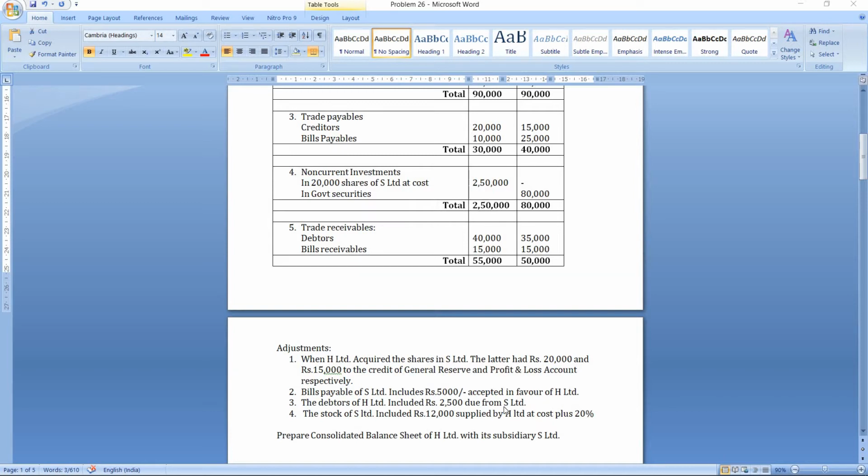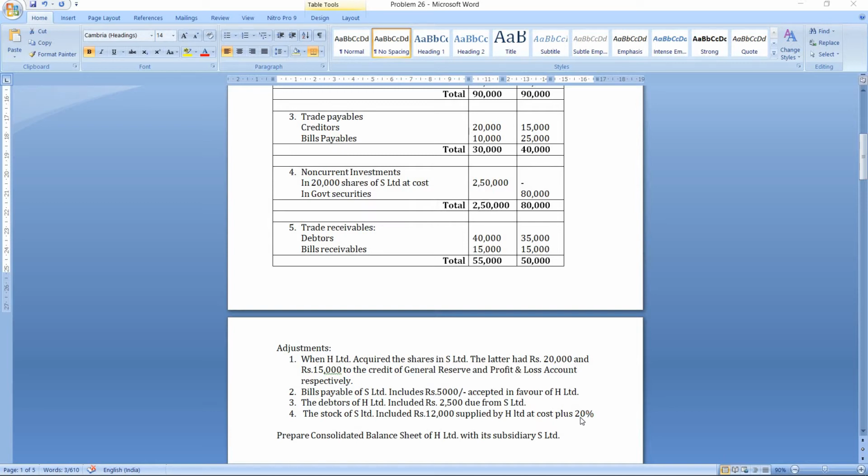Then the stock of S Limited included rupees 12,000 supplied by H Limited at cost plus 20%. Now here the stock of S Limited includes 12,000 rupees worth goods which are purchased from H Limited. Now when the balance sheets of both the companies are going to be shown together, we have to eliminate the profit which is included in the stock, because when the goods are sold, they're always sold at a profit. No company sells the goods at cost price.